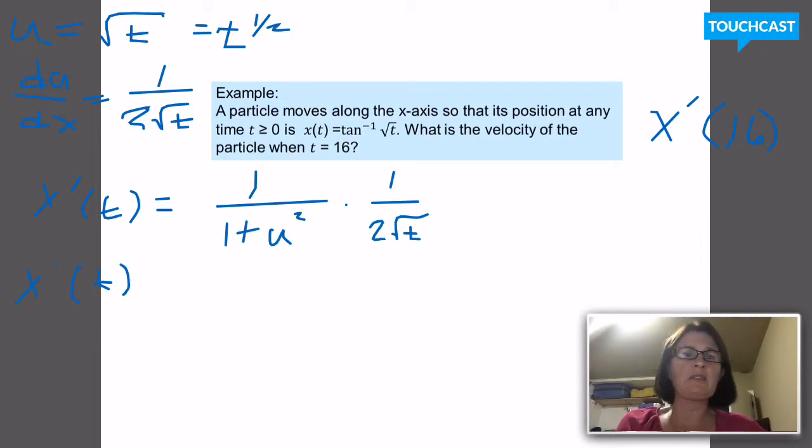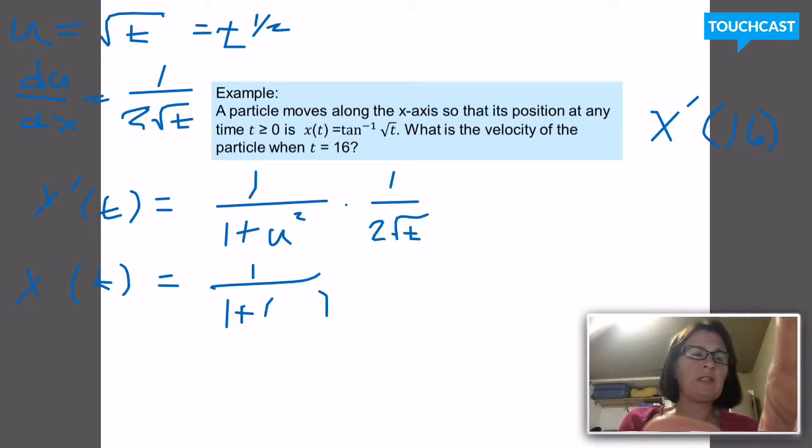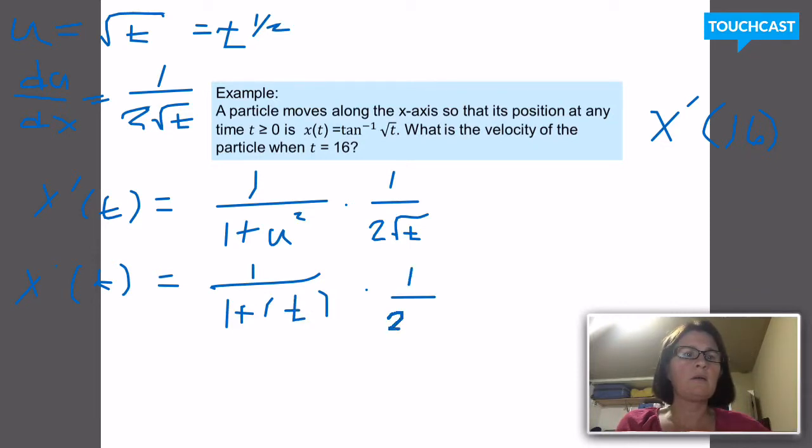So x prime of t is going to equal 1 over 1 plus, u is supposed to get squared, but what's u? It's square root of t. What's square root of t squared? Just t. So my derivative, x prime of t, is 1 over 1 plus t times 1 over 2 times the square root of t. My next job is to find the velocity.